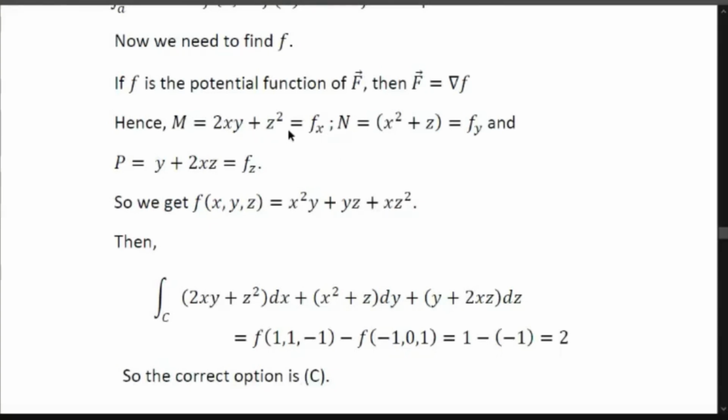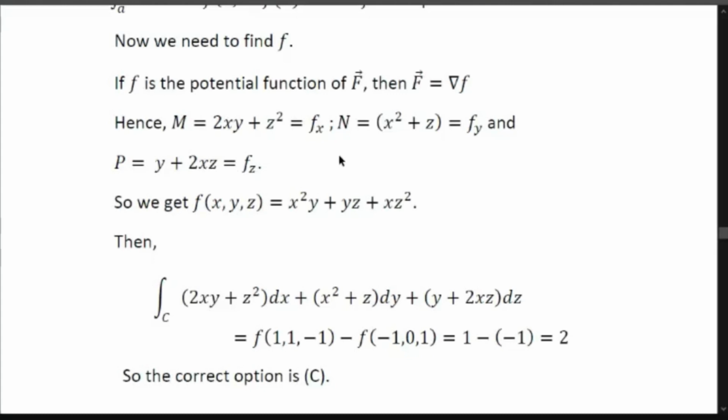So here you see fx is 2xy plus z square, fy is x square plus z, and fz is y plus 2xz. So from these three, you can get that the potential function should be x square y plus yz plus xz square by looking at the components or the partial derivatives.